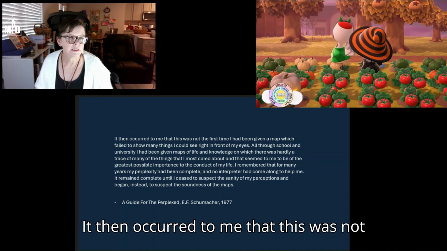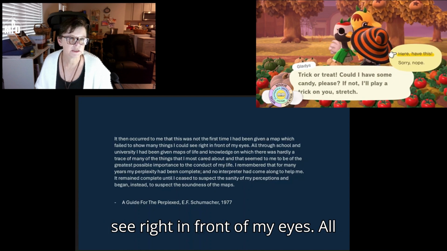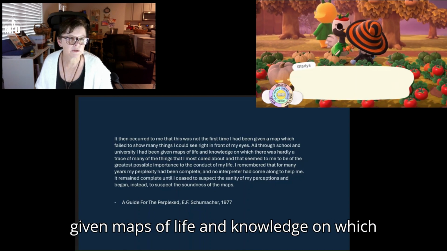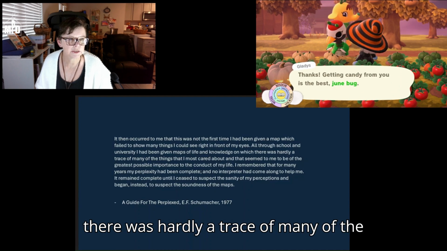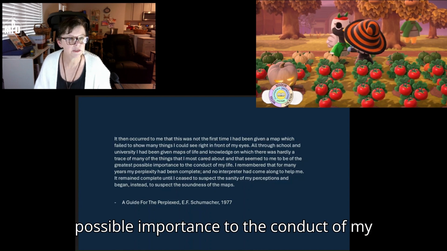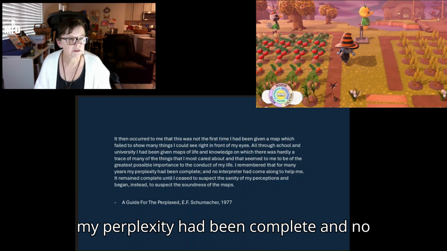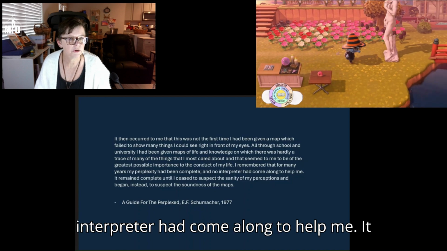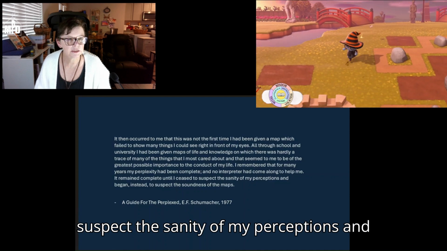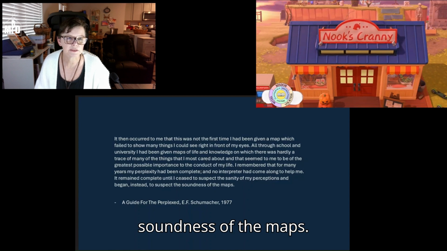It then occurred to me that this was not the first time I had been given a map which failed to show many things I could see right in front of my eyes. All through school and university, I had been given maps of life and knowledge on which there was hardly a trace of many of the things that I most cared about and that seemed to me to be of the greatest possible importance to the conduct of my life. I remembered that for many years my perplexity had been complete and no interpreter had come along to help me. It remained complete until I ceased to suspect the sanity of my perceptions and began instead to suspect the soundness of the maps.